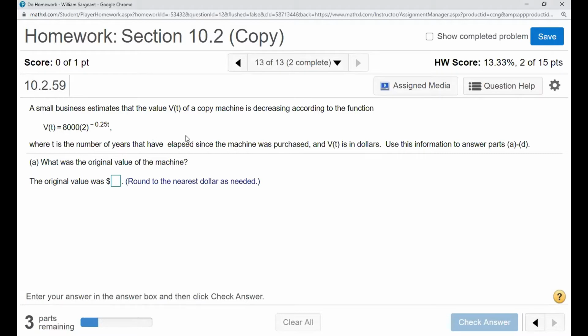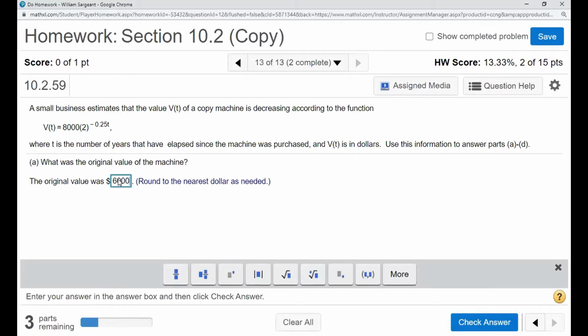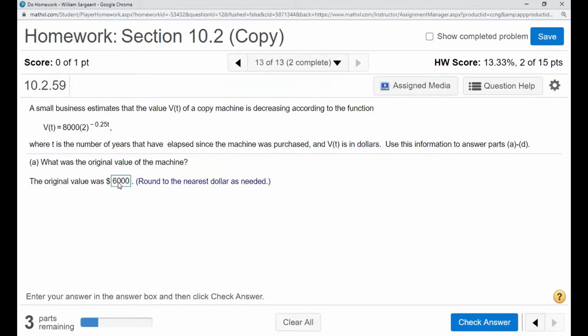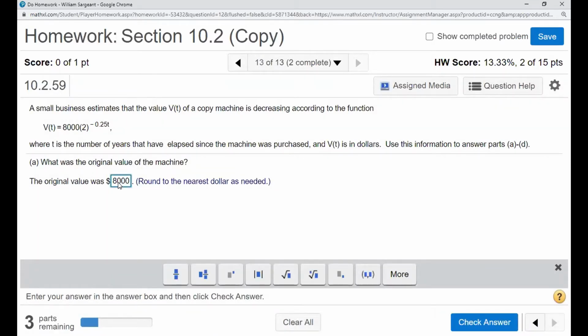The original value, we're putting in T equals 0. Negative 0.25 times 0 is still 0. 2 to the 0 is 1. Multiply that by 8,000. So it started out with a value of 8,000.